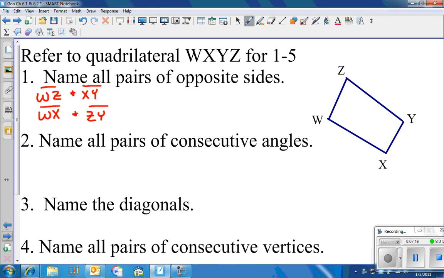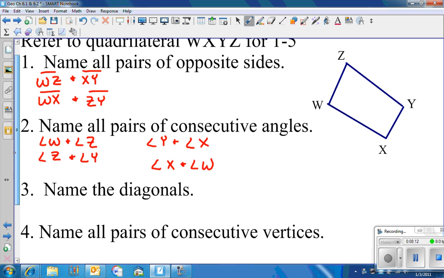Then the second part, we're going to name all pairs of consecutive angles. Well, consecutive means the very next. So angle W and angle Z, angle Z and angle Y, angle Y and angle X. You must have the angle symbol. Angle X and angle W.